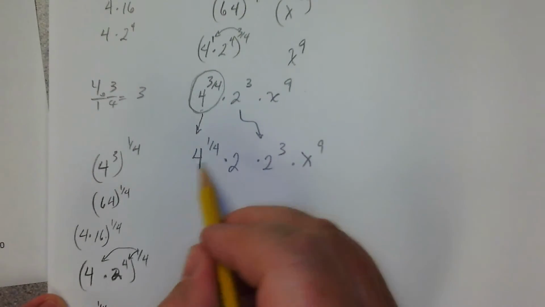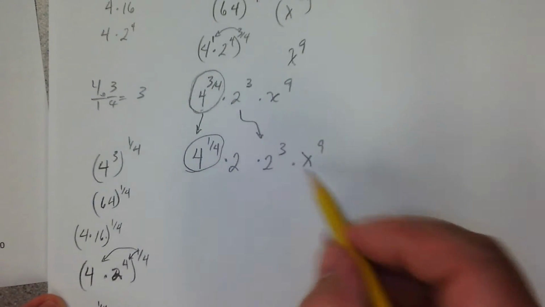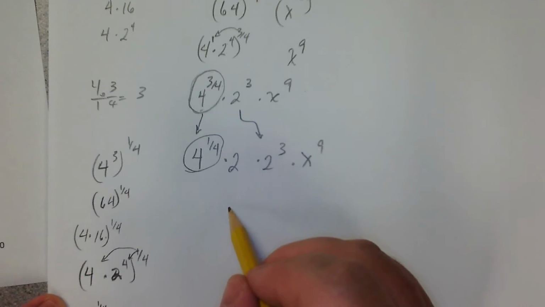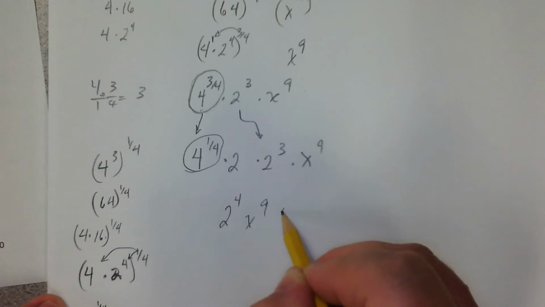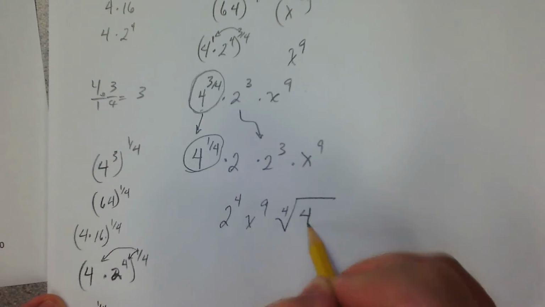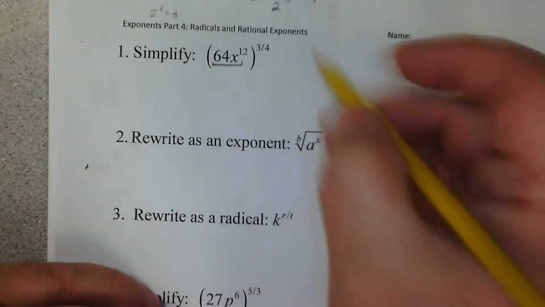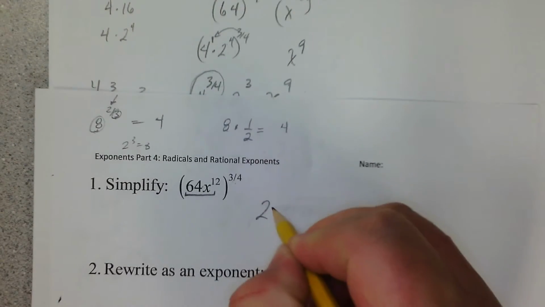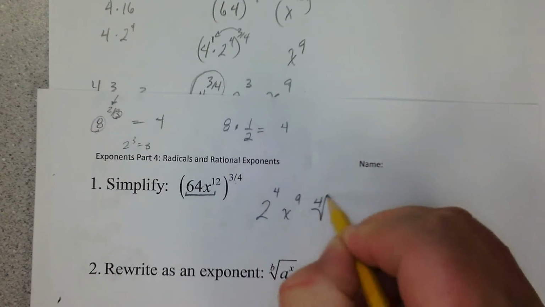So if we clean this up, we can leave it like this, or we could rewrite it. I'm going to put it at the end, though, okay? So that's 2 to the fourth, or 16, right? So 2 to the fourth, or 16, x to the ninth, the fourth root of 4. Boom, done. All right. So here, let's write that right there. 2 to the fourth, x to the ninth, times the fourth root of 4.